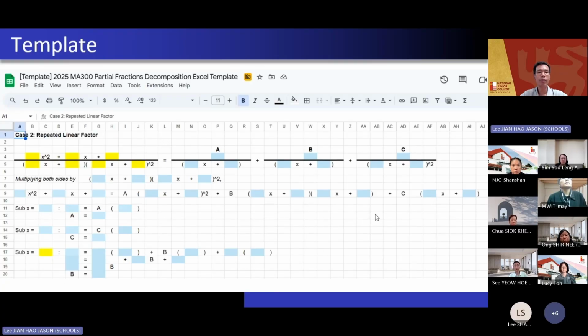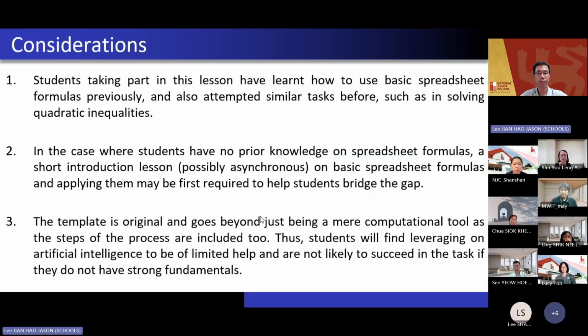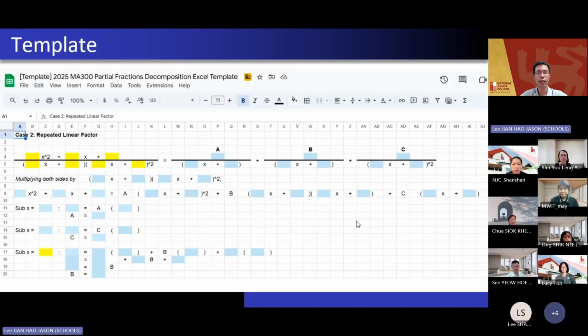Okay, so on the screen now, let me just briefly explain how this template works. What you see here is the template that was presented to the students. In these two rows, you see an equation relating the algebraic fraction on the left hand side to its decomposed form on the right hand side. Basically, whatever values the user decides to key into the yellow colored cells, the blue colored cells must produce the correct values accordingly. Of course, this is done through spreadsheet or Excel formulas.